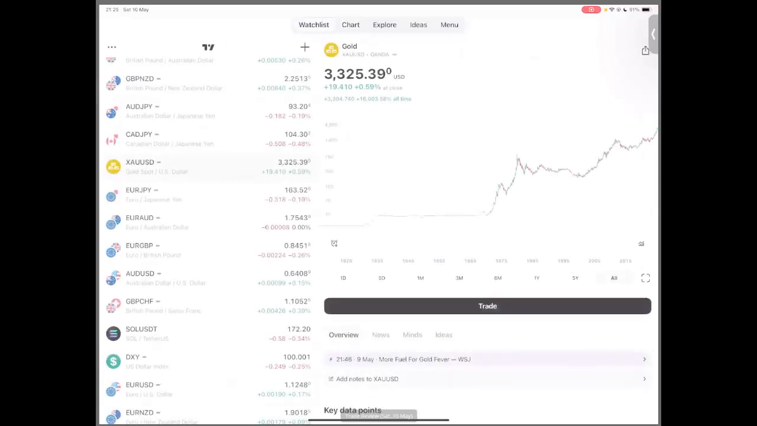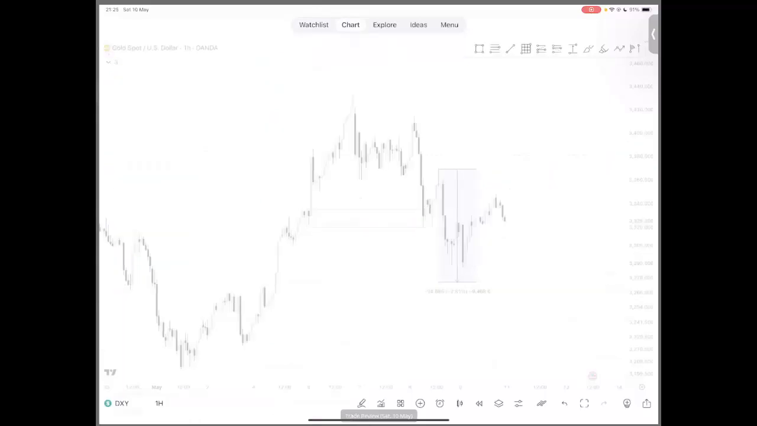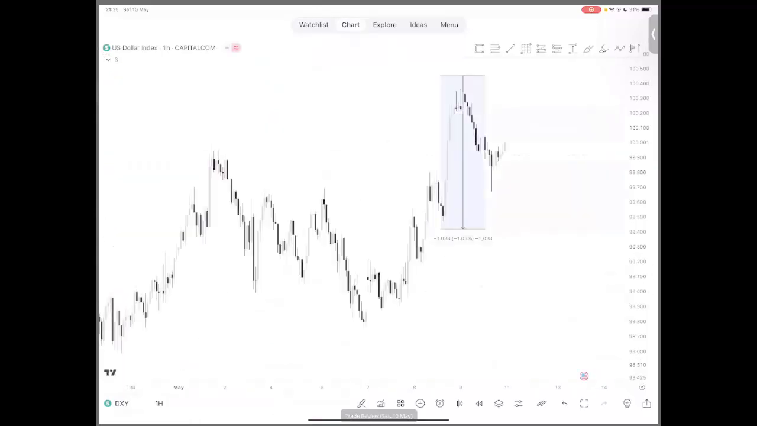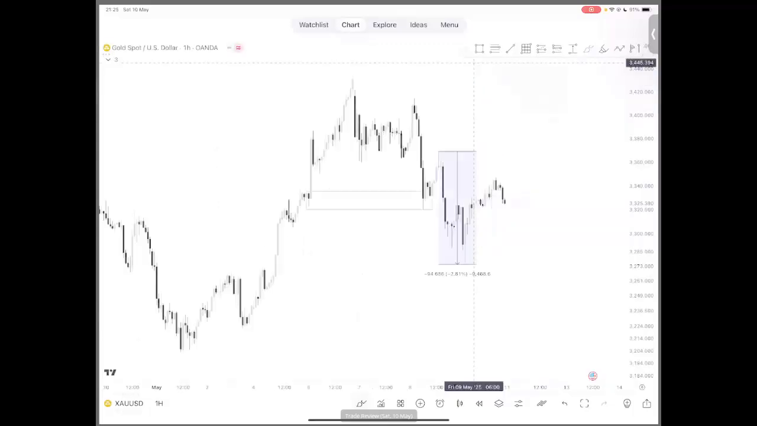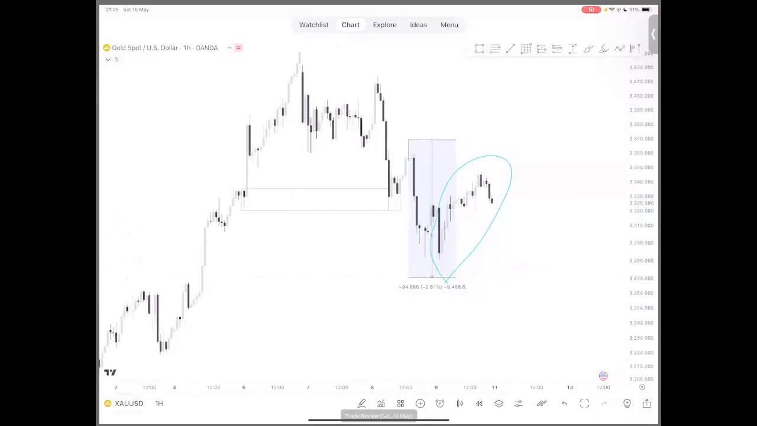And you can see that when DXY reversed to start selling, which is what you noticed happened here, what did we notice on gold? Gold reversed to start buying, which is what is happening here. So these correlations, for pairs that have USD as their base currency, are positively correlated. Whatever DXY is doing, they are doing.